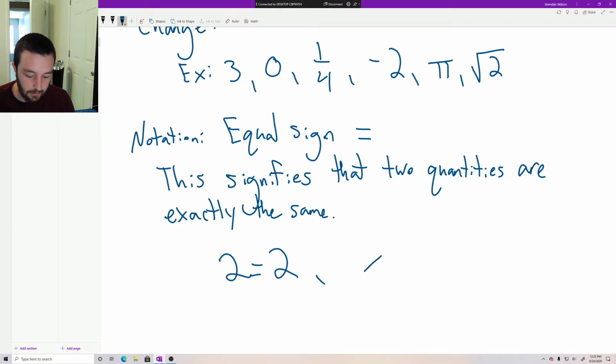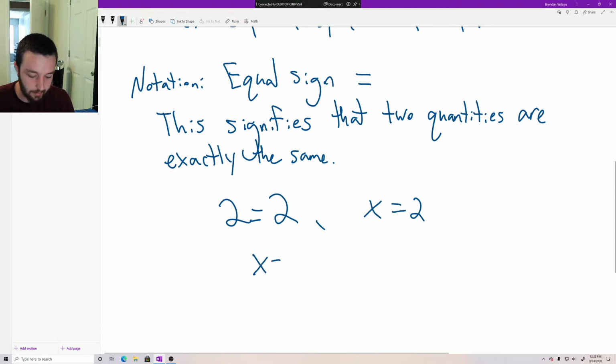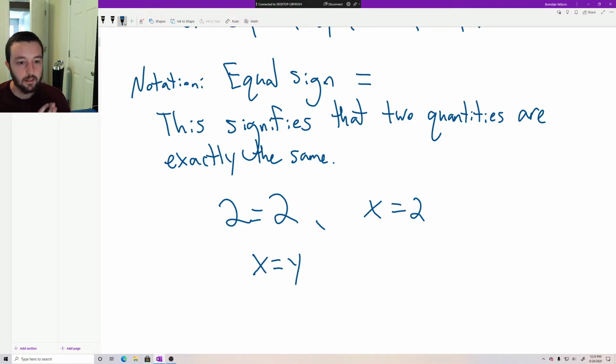If I write x equals 2, this is telling us that the letter x is representing the quantity of 2. Okay, it's only going to represent 2. It can't represent 3, 4, anything. It's saying it is 2. If I write x equals y, okay, then we don't know what either of these quantities are, but what we do know is that whatever x is, y is the same thing.